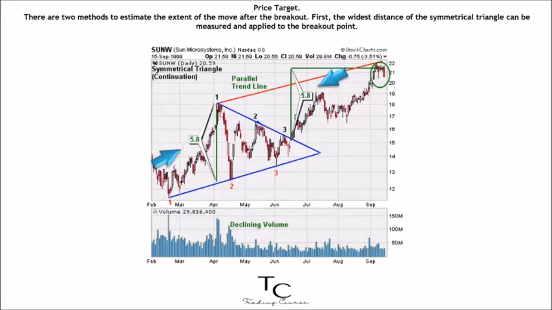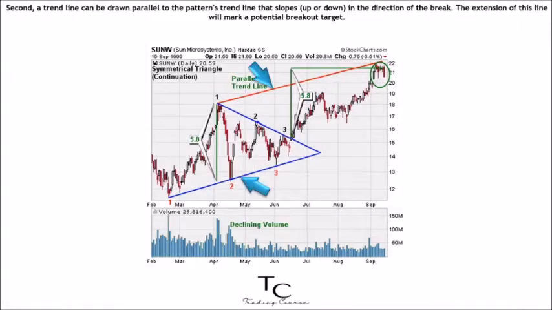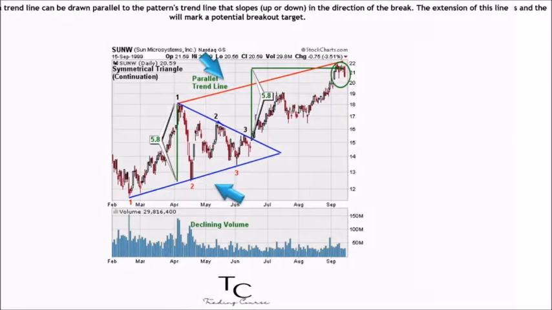First, the widest distance of the symmetrical triangle can be measured and applied to the breakout point. Second, a trend line can be drawn parallel to the pattern's trend line that slopes, up or down, in the direction of the break. The extension of this line will mark a potential breakout target.